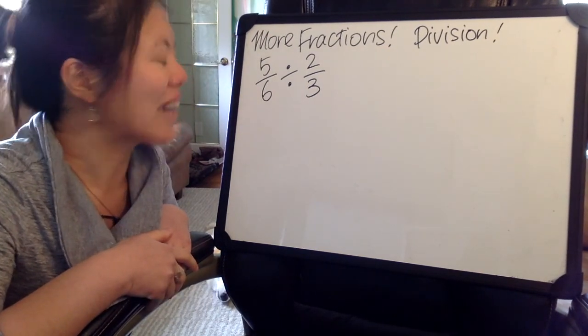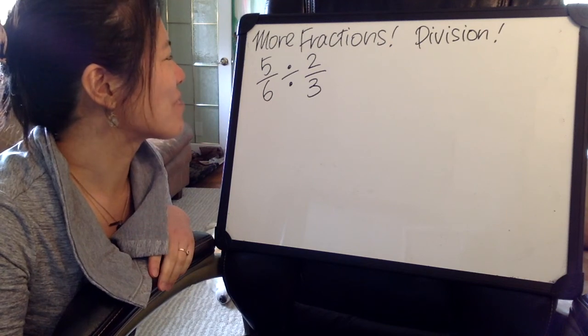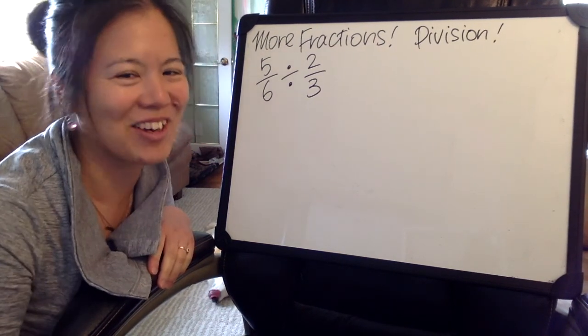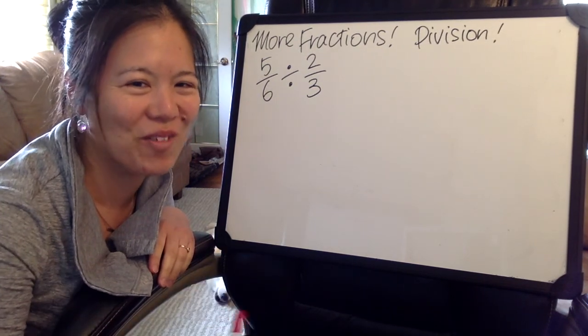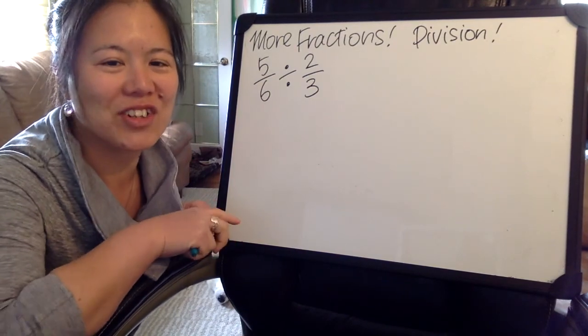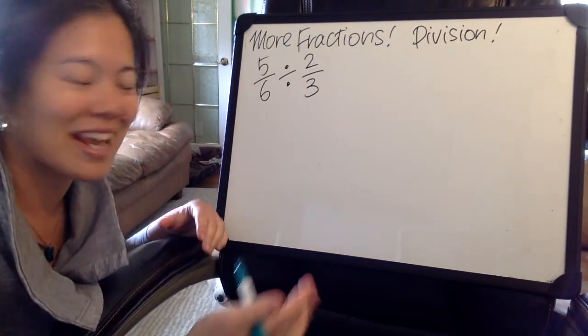Anyways, okay, so more fractions and divisions, and 6 divided by 2/3. Now I can see his nose right there. Okay, so once again, with division, you will represent both fractions as an area model.